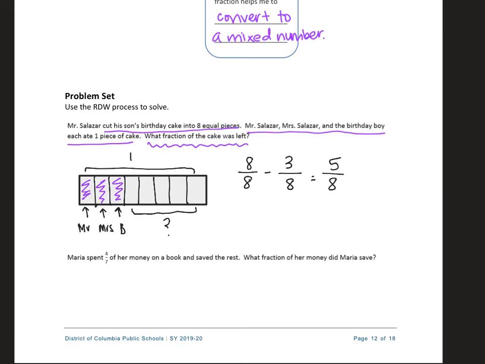So what fraction of the cake was left? We need to put our answer into a statement because this is a word problem. So I'm going to restate the question. What fraction of the cake was left? There was 5 eighths of the cake left. Okay? So you should have gotten 5 eighths as your final answer. All right.